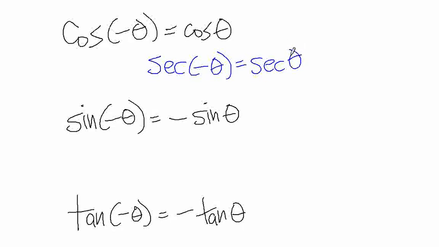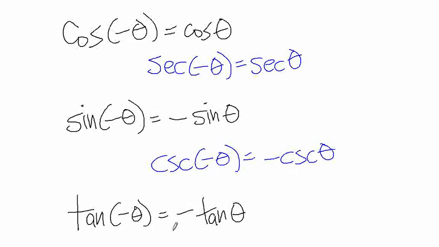And furthermore, hopefully the sine identity helps you to see that the cosecant of minus theta is equal to minus cosecant of theta. And finally, hopefully the last identity helps you to see that the cotangent of minus theta is equal to minus cotangent of theta. So write these down, and we will be using these a lot. Now, let's do some exercises.